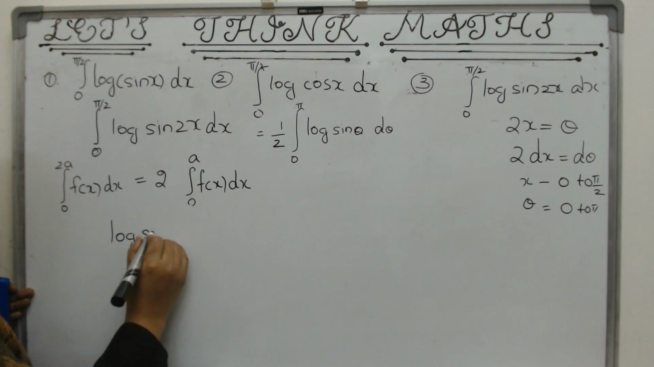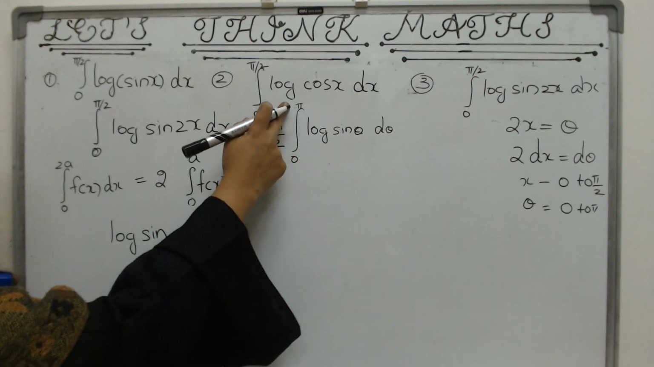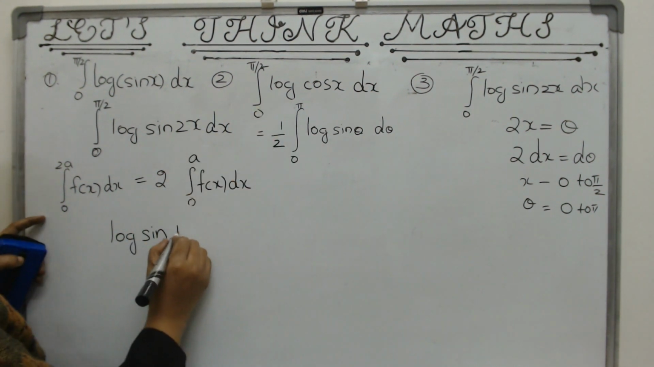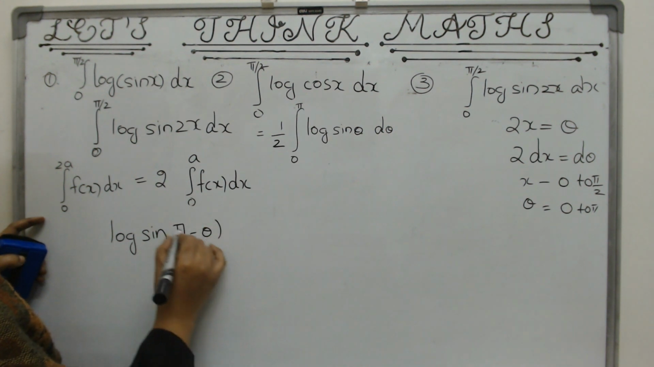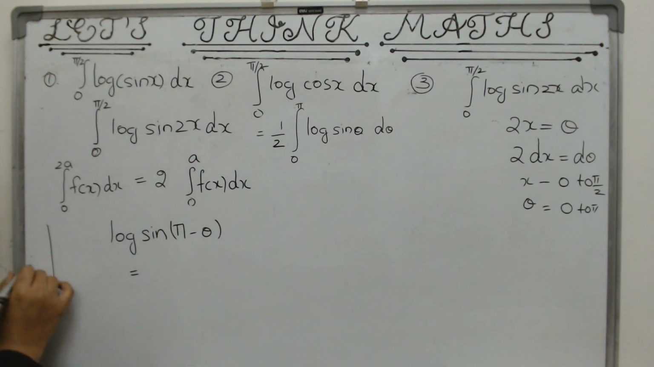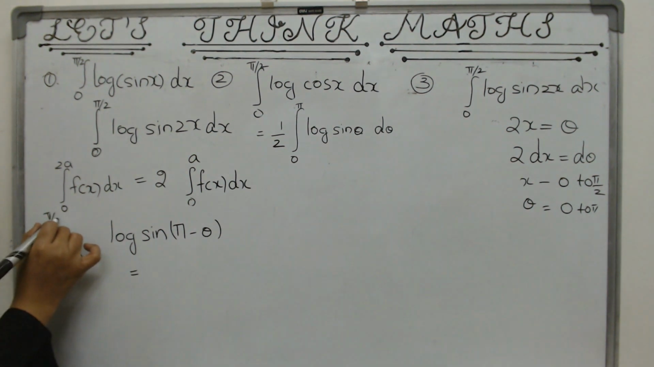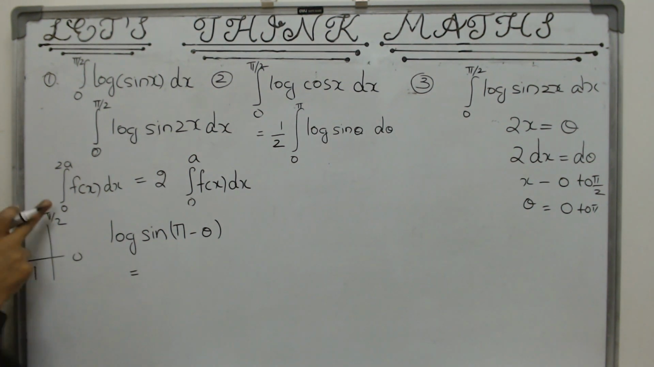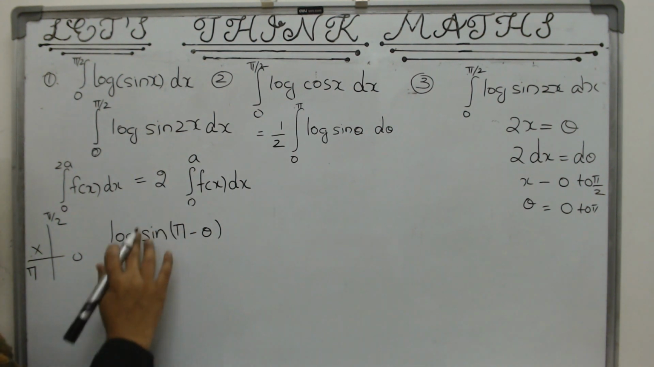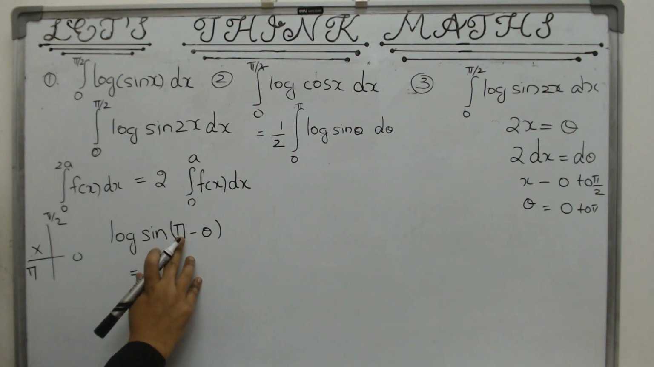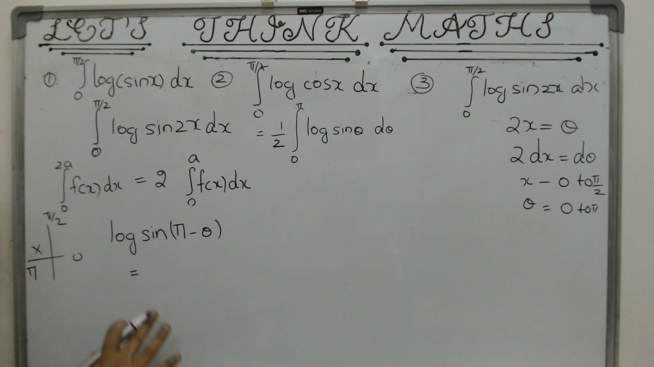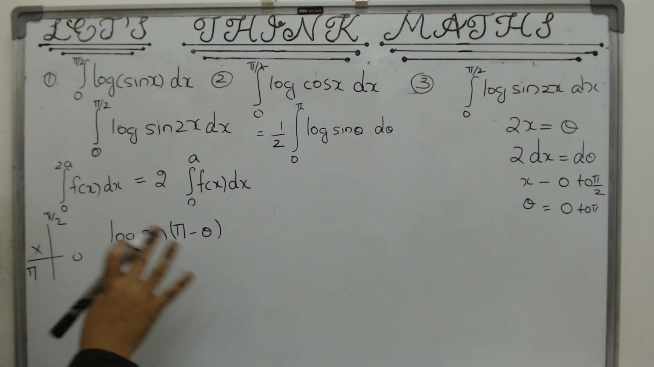Let us check if it is equal to f(x) or minus f(x). Log sin, what is 2a? 2a is pi. Pi minus theta. Now where does this lie? 0, pi by 2, pi. Pi minus theta lies in this area where sine is positive. So this becomes positive, and whenever you have pi, the trigonometric ratios are retained. Sine is sine, cos is cos.